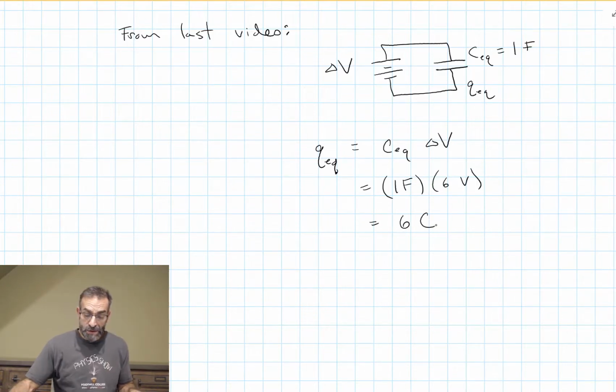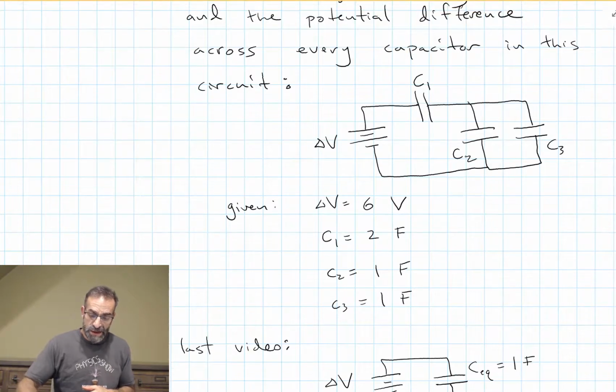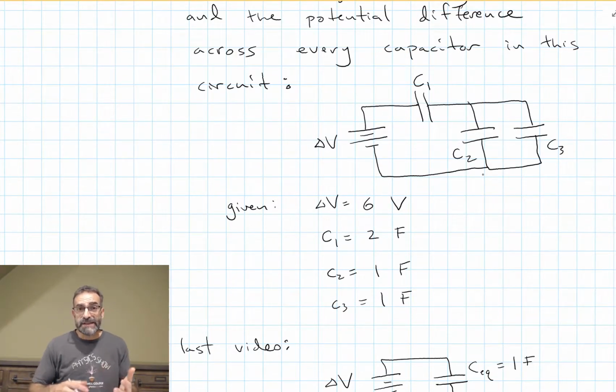So the charge stored is 6 coulombs. One thing that can be a little confusing: we often use capital C to indicate a capacitor, C1, C2, and C3 for capacitor 1, capacitor 2, and capacitor 3. But the unit for capacitance is the farad, and the unit for charge is the coulomb.